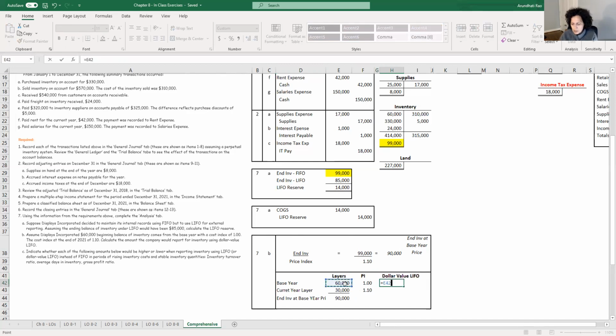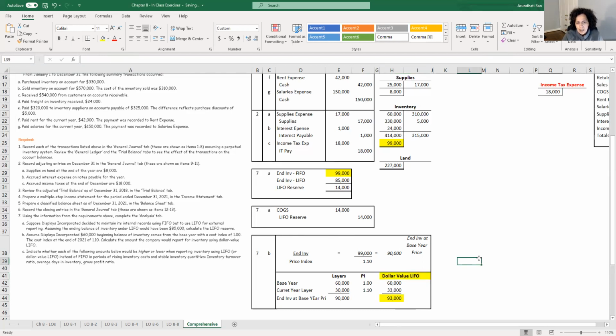So 60,000 times 1 remains at 60,000. 30,000 times 1.1 will give me 33,000. When I add these two numbers, I get 93,000. So for part B, they asked me to calculate the dollar value LIFO. The dollar value LIFO is 93,000. That's the final answer for part B.